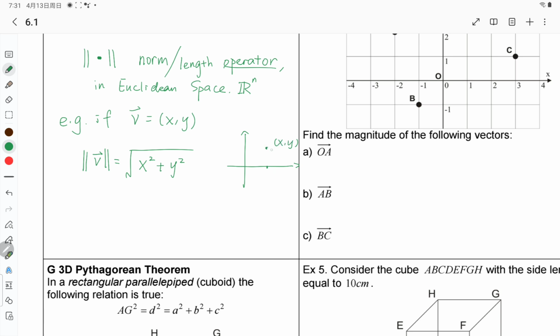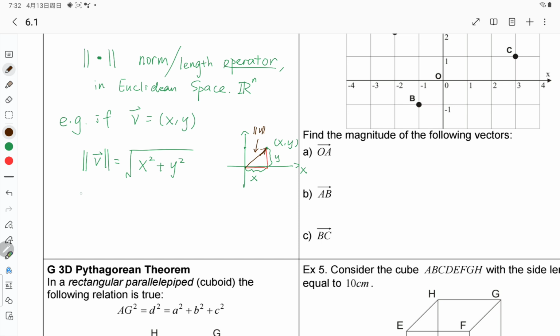So if we have a point, its coordinate is (x, y). On the x-axis this is length x, and on the y-axis this is length y. And then what about the vector length here? The vector, this chocolate color, this is the length of v, right? So that's what we are calculating.